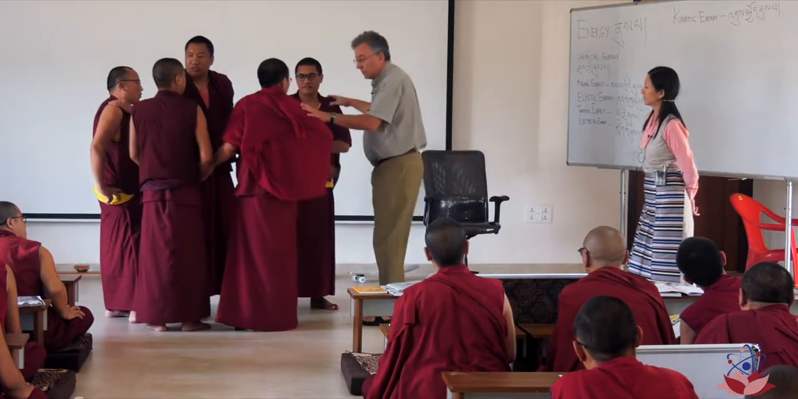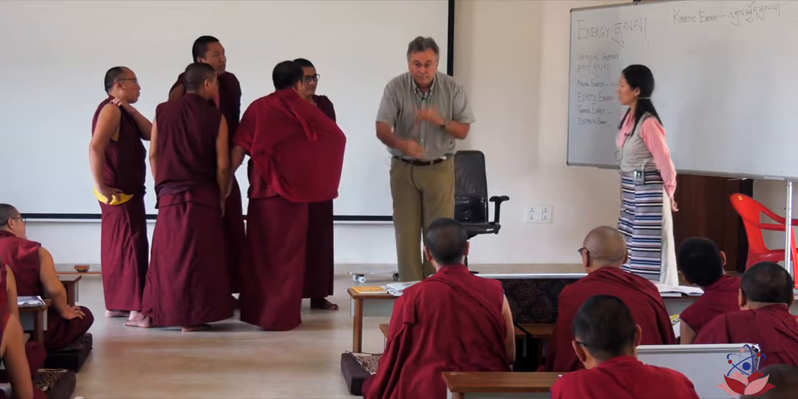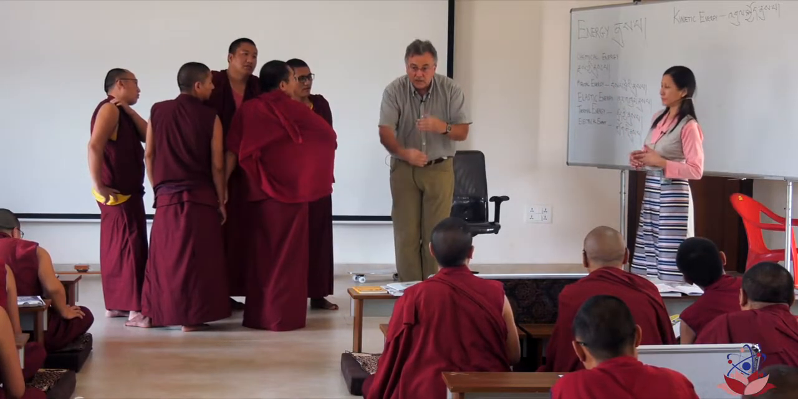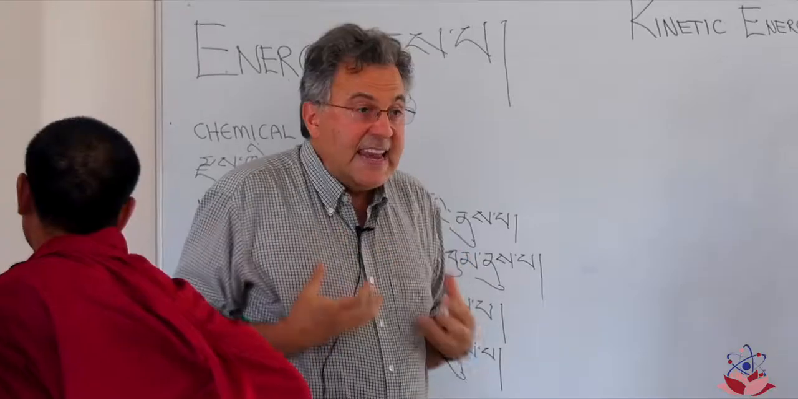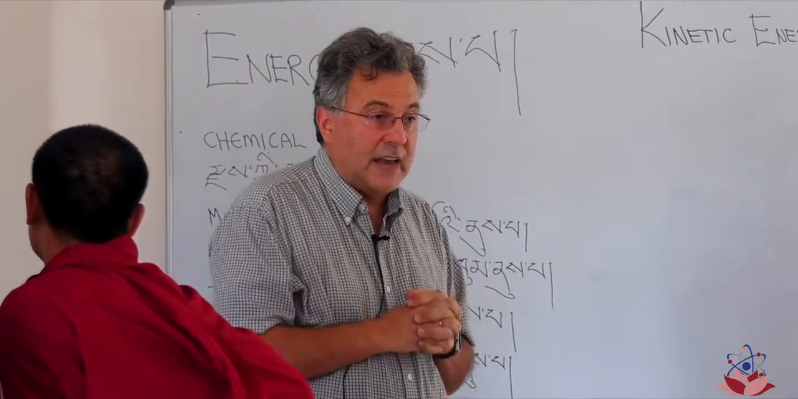So the ball is rolling and is slowing down. Initially, in it, there are 5 units of kinetic energy.